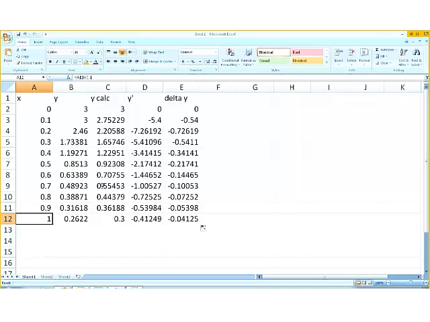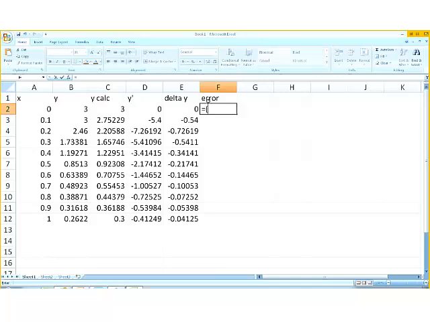So what we see is the exact answer is 0.3 as far as y at x equals 1, and the Euler solution gives us 0.2622, which is correct. And if we wanted to look at the error between the actual solution and the Euler one, we take the difference. There's no error to start with because we're starting at the same point.